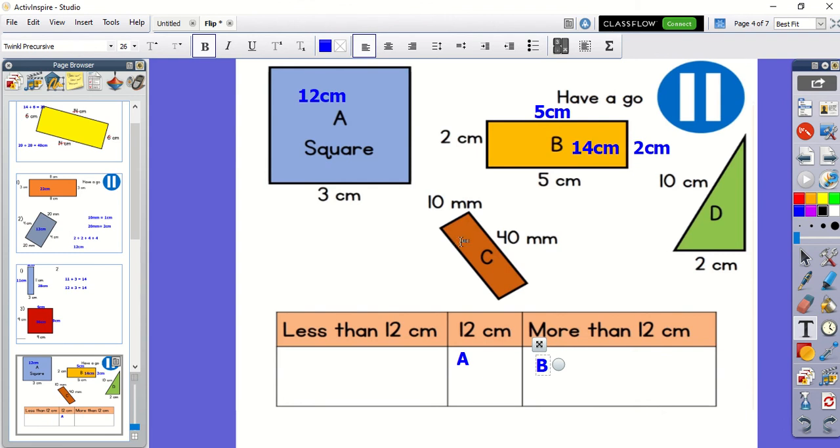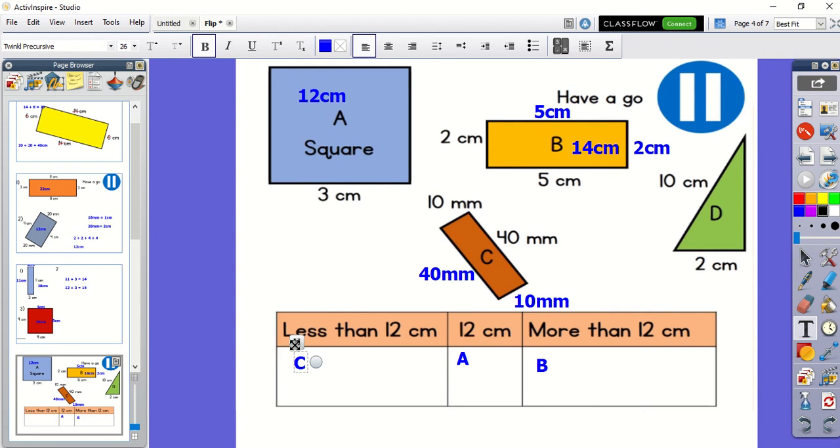Now we've got C, and this one's in millimeters. So once we're done, we're going to have to convert this to centimeters to see which box it goes in. So we've got 10, which means this one here must be 10. We've got 40, so this one here must be 40. Now, because I don't want to do 40, add 10, and 10, I'm going to swap them to centimeters now. So I'm going to do 4 centimeters, 4 centimeters, 1 centimeter, 1 centimeter. So 4 add 4 is 8. Add 1 is 9, add 1 is 10. So C belongs in this one.